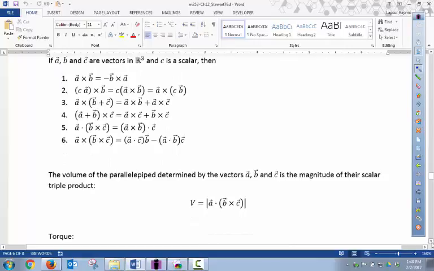So the last application is an application in physics, torque. If you guys want to know more about that, go ask Professor Altero. And you guys have homework on that, so you should look at the example and look at the lab.